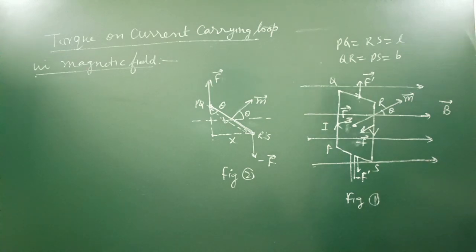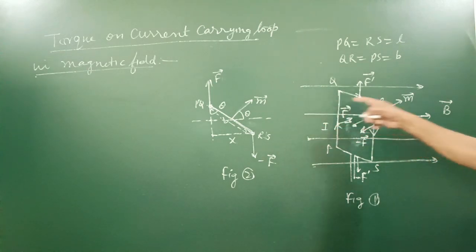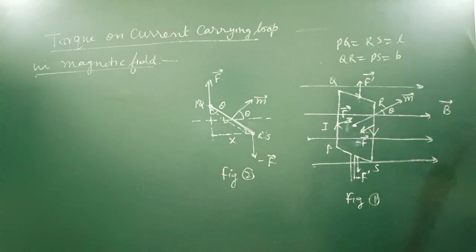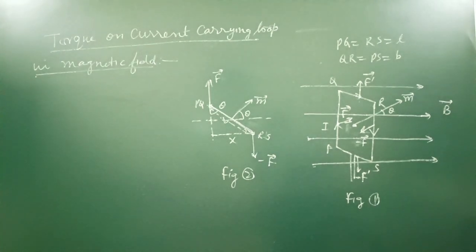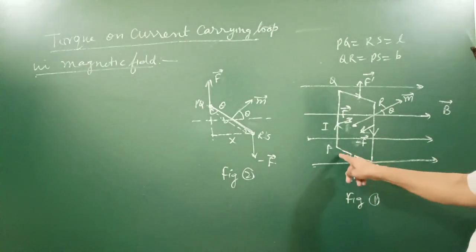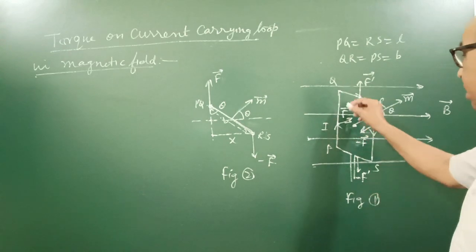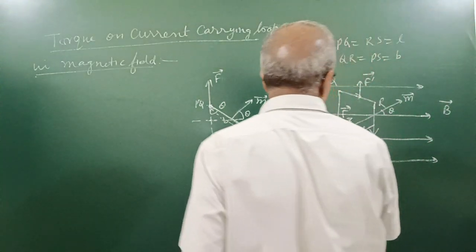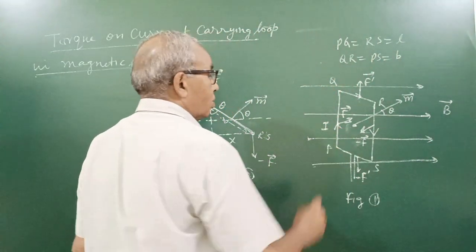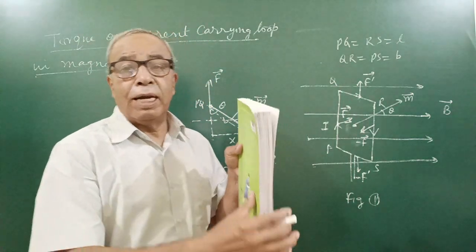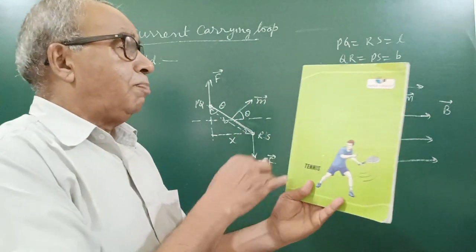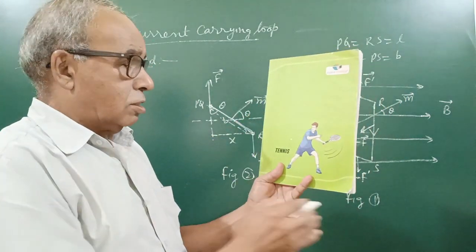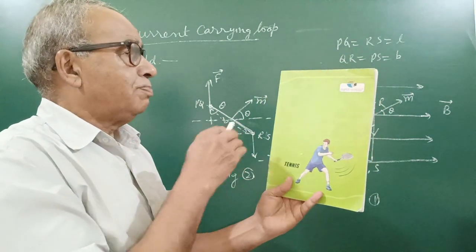In figure 1 here, there is horizontal magnetic field B, horizontal field, and in this field a conducting loop PQRS carrying current I is suspended vertical like this. Field is horizontal. This is side PQ, this is RS and PS.